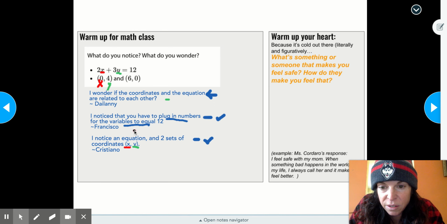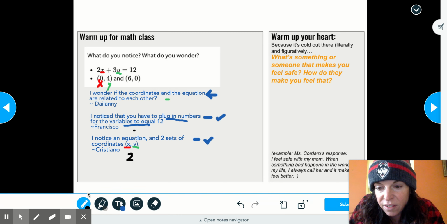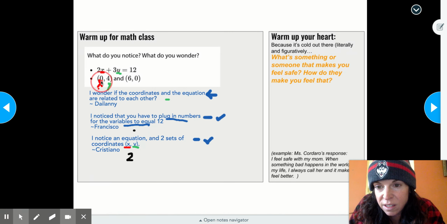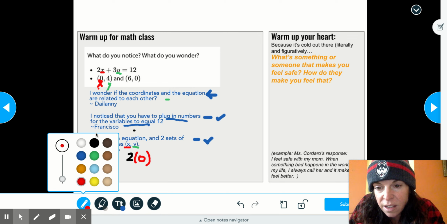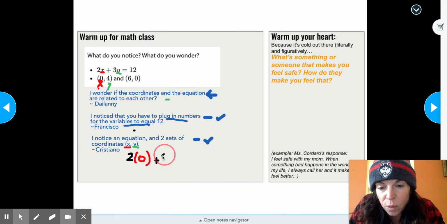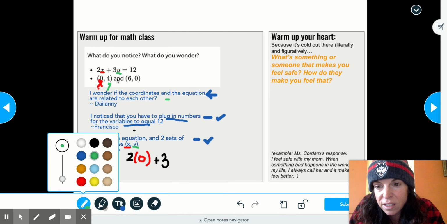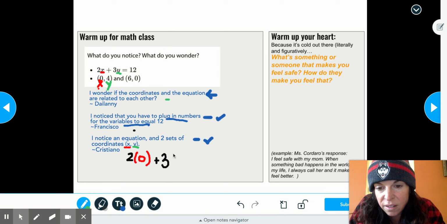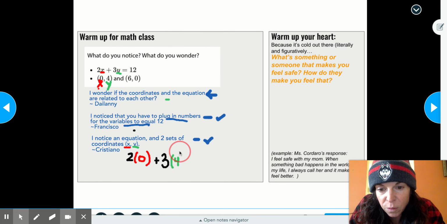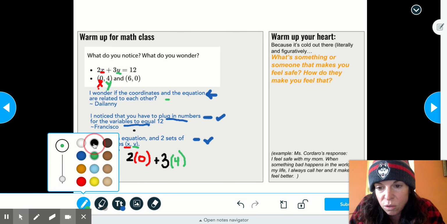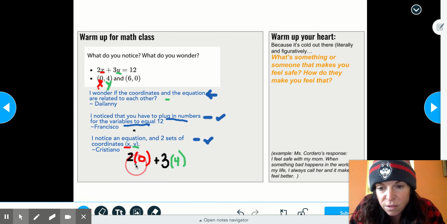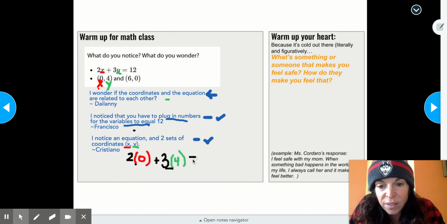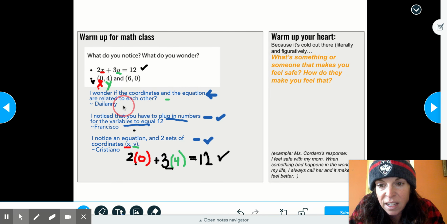So let's try what Francisco said and plug in 2 times, instead of x, we're going to try this x value, 0. And we're going to plug in, instead of y, the y value that's connected with it, this 4. And so when we plug in those values, is Francisco right? Do we get 12? 2 times 0 is 0. 3 times 4, 12. So yeah, this set of coordinates is a solution to this equation. So Deilani is right, they are related.